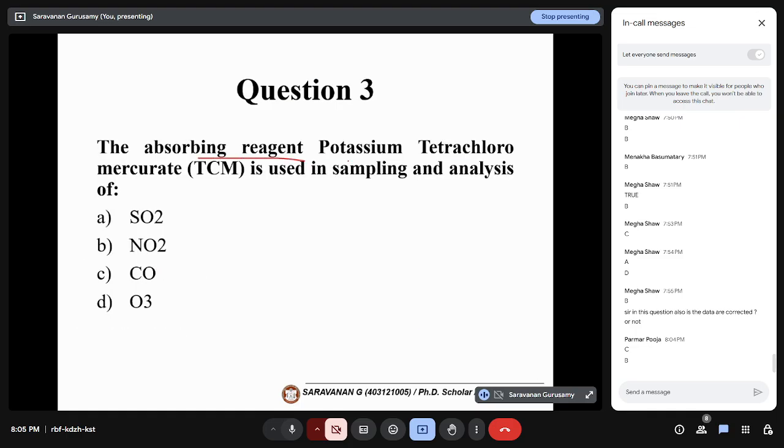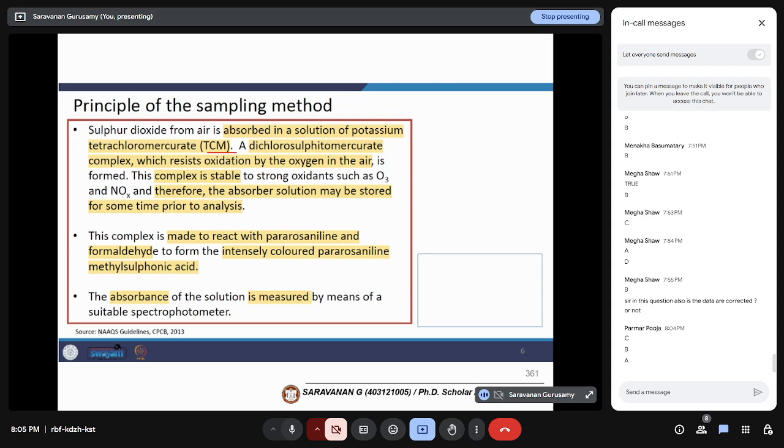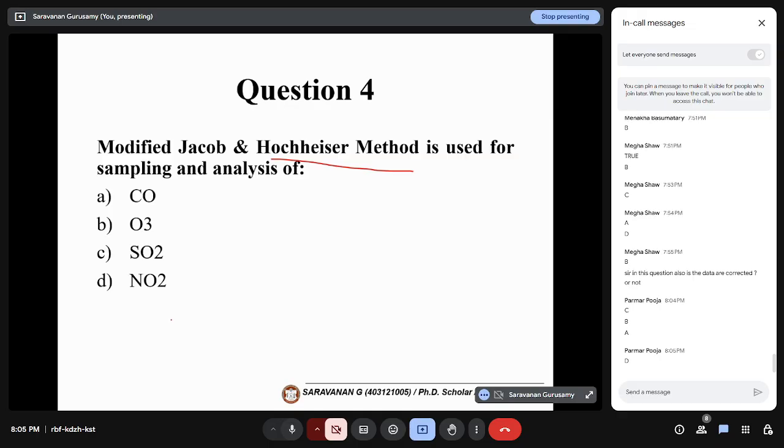Third question. The absorbing reagent potassium tetrachloromercurate is used in the sampling and analysis of, there are two absorbing solutions, one is for SO2, one is for NO2. TCM is used for absorbing SO2 or NO2? SO2 is correct. For SO2 we are using TCM. Modified Jacob and Hochheiser method is for SO2 or NO2 analysis? Modified Jacob, so NO2 is correct.